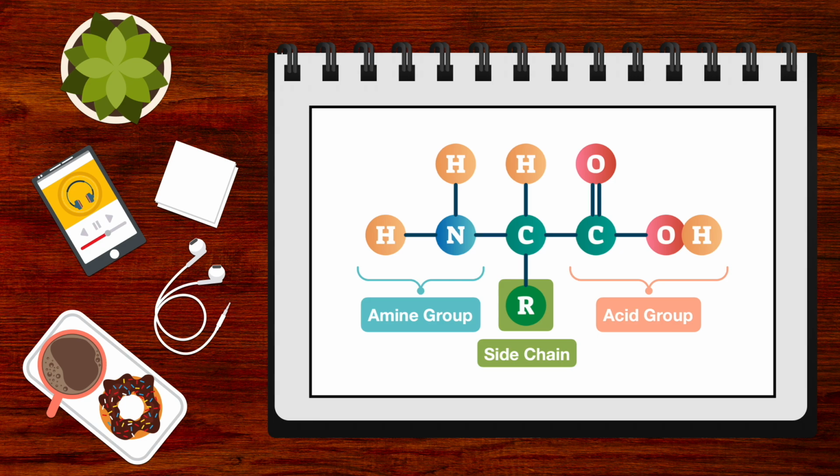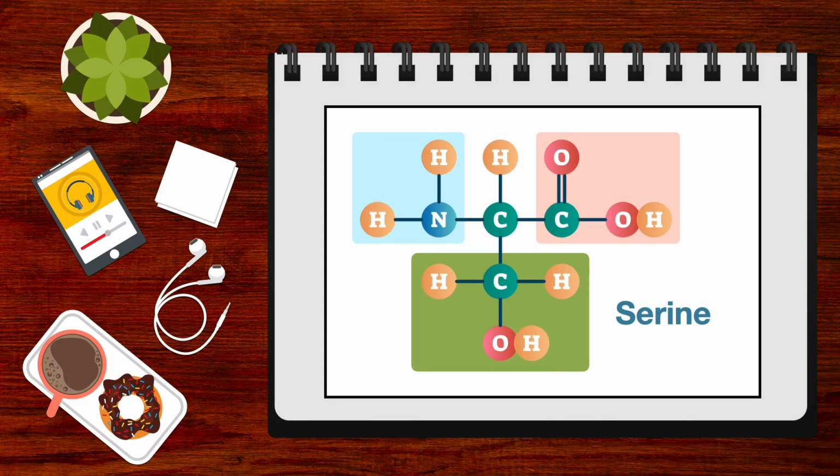Here's the basic structure of the amino acids. On the left side, you see the nitrogen-containing amine group. On the right side, you see the acid group. Then in the middle, the carbon atom is connected to the side chain. That side chain is different for each of the 20 amino acids. For example, we can look at the side chain for the amino acid serine.